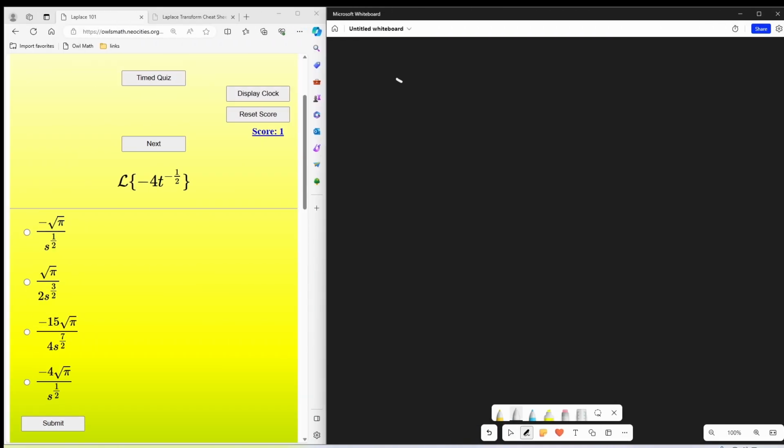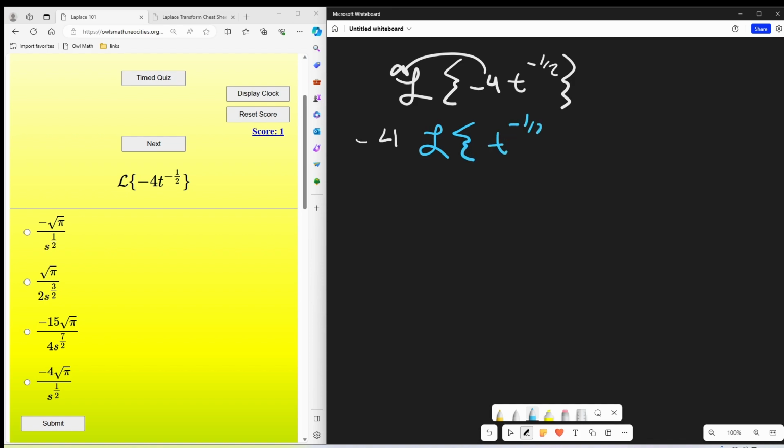Okay, here for the next one, we've got an interesting problem. We want to find the Laplace transform of minus 4 times t to the minus 1/2. And what I'll do first, again, we'll factor the minus 4 up front. So let's just rewrite this as minus 4 times the Laplace transform of t to the minus 1/2. And we do have a formula for this. We did this in a previous video.